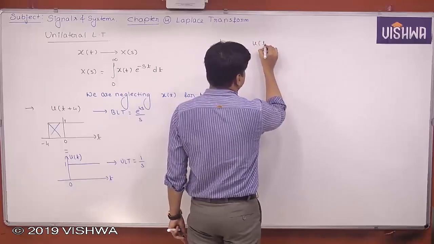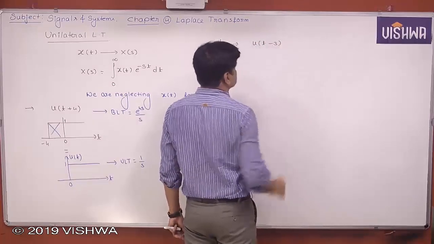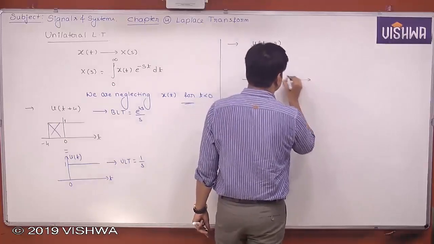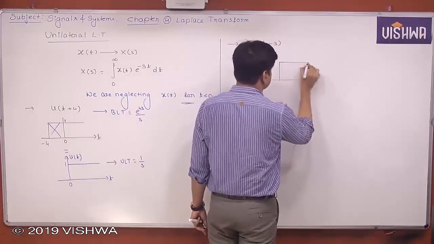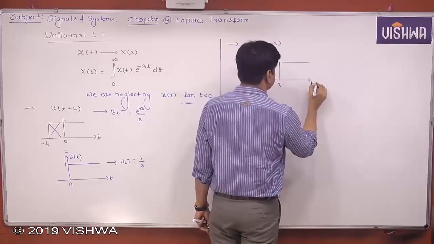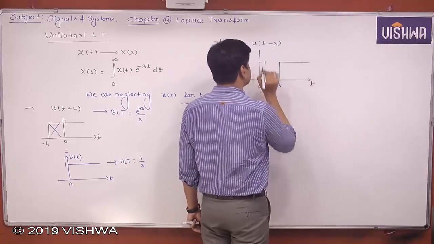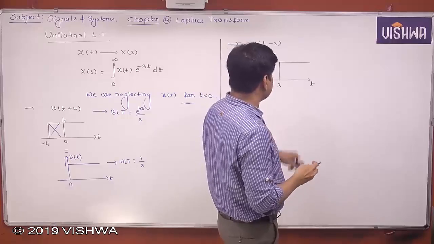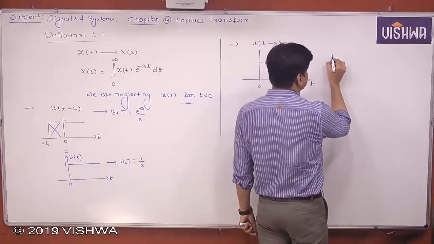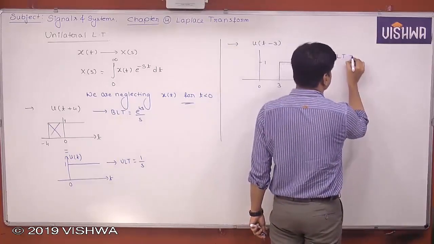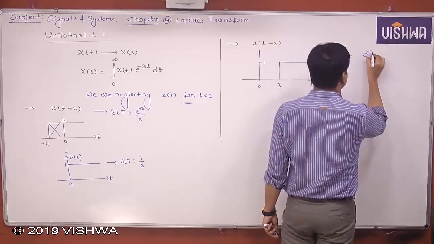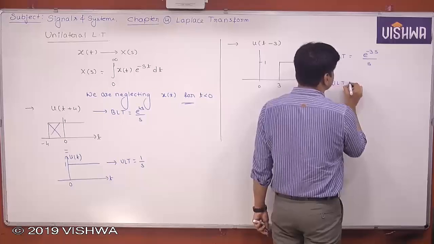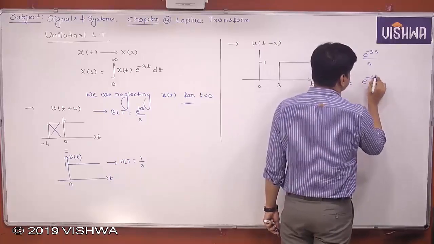Next, let's see some more examples. u of t minus 3. Where does it exist? From 3 to infinity. This is the signal we got. For this signal, the bilateral Laplace transform is equal to e power minus 3s by s. What is the unilateral Laplace transform? That is also equal to e power minus 3s by s.